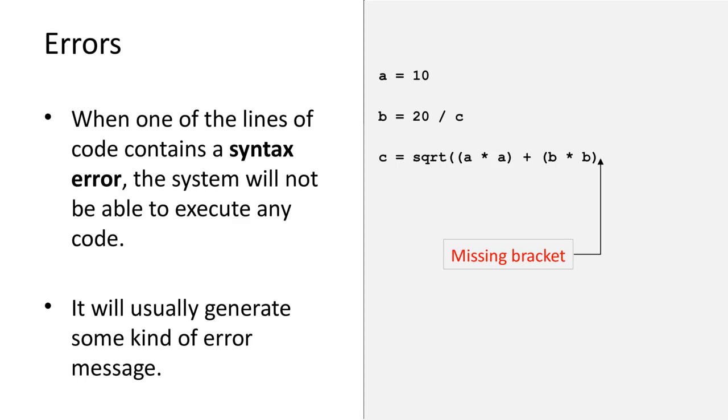Let's also have a look at what happens when there is an error. Fixing errors is called debugging and is an important part of coding. With certain types of errors, such as syntax errors, the system may not be able to understand your code. In this case, even though the error is in line 3, lines 1 and 2 will also not be executed. The system will require you to fix the error before it will run any of your code.